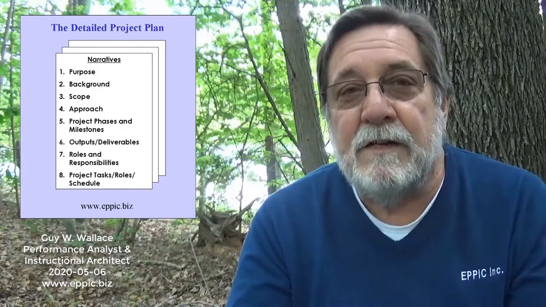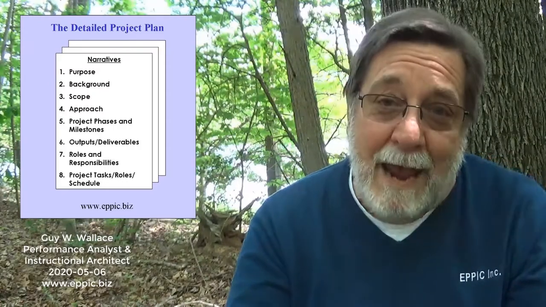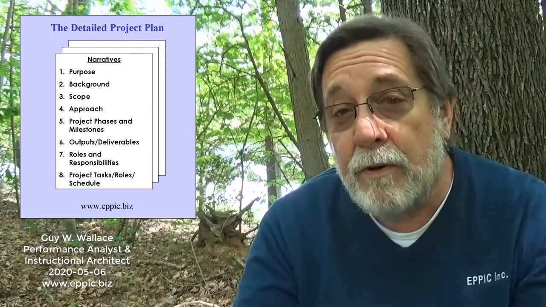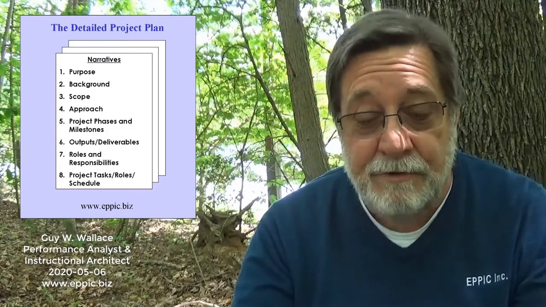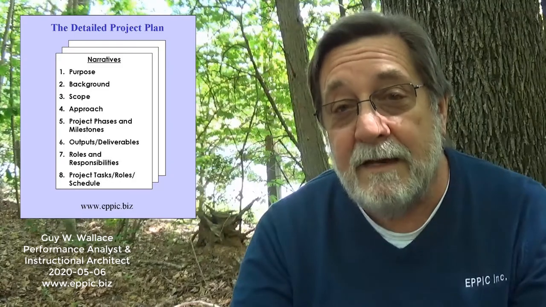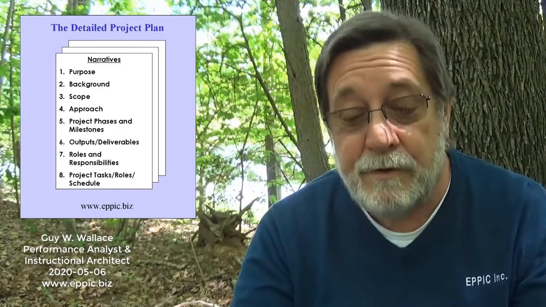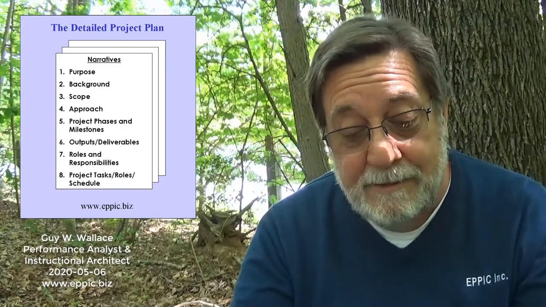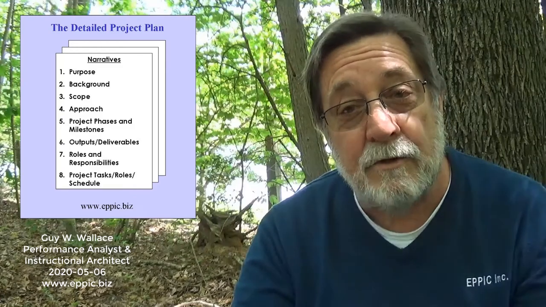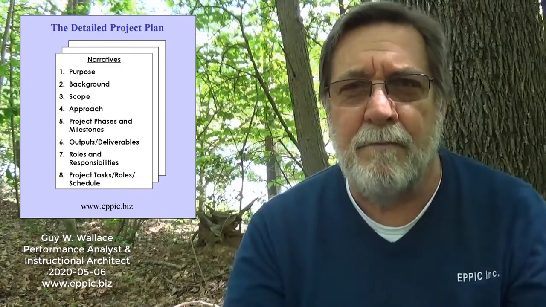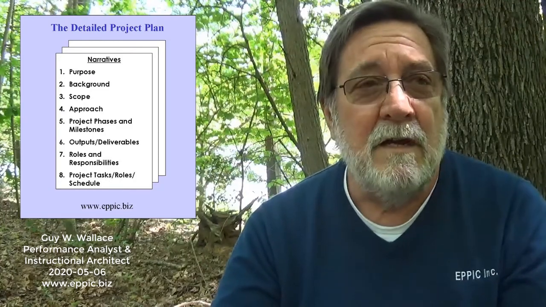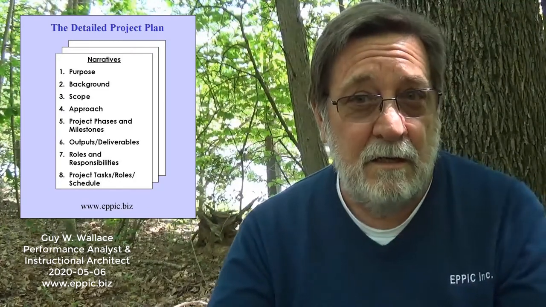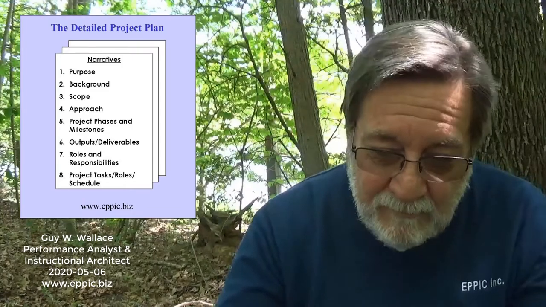And the first part of it is the purpose, followed by the background, then the scope, the approach to be taken, project phases and milestones, outputs and deliverables, roles and responsibilities, and the project tasks, roles, and schedules, which was a unique part. That part 8 was a unique part of the plan. The rest of it looked like a Word document. This looked more like a spreadsheet, and in fact was.